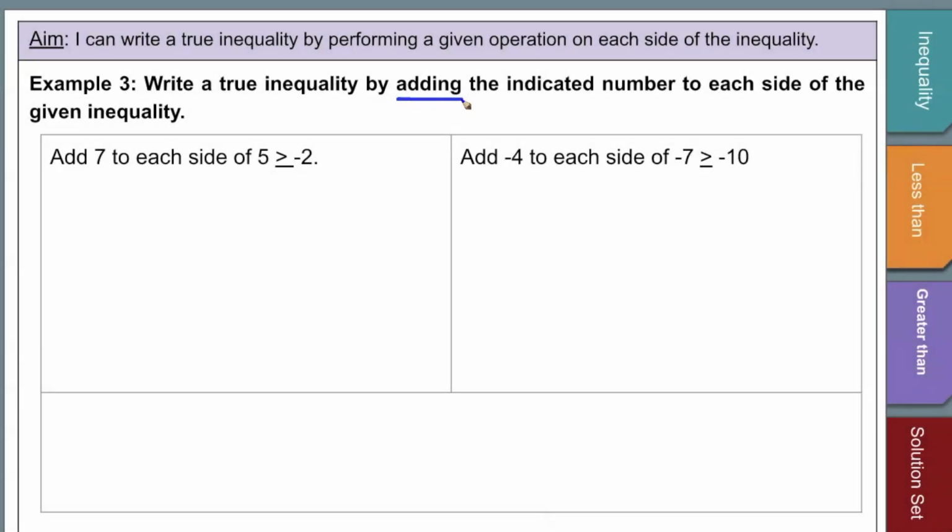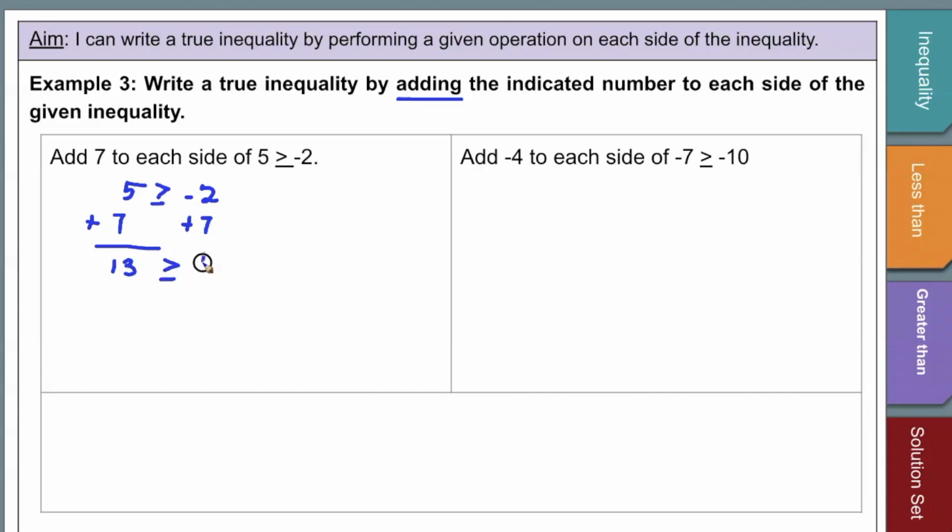In the next examples, we will be studying the inequality properties. Specifically, we are going to write a true inequality by performing a given operation on each side of the inequality. For example 3, we're going to write a true inequality by adding the indicated number to each side of the given inequality. Add 7 to each side of 5 greater than or equal to -2.